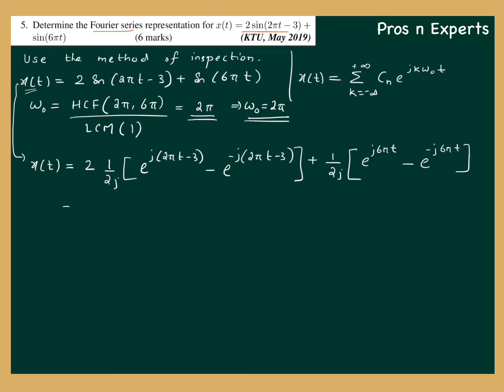Now let me expand this equation. 2 and 2 get cancelled, so this is 1 by j into, you can split e raised to j into 2 pi t minus 3 as e raised to j 2 pi t into e raised to minus j3, minus 1 by j into, again I can split e raised to minus j into 2 pi t minus 3 into e raised to minus j 2 pi t into e raised to plus j3. That's the expansion of the first bracket. Plus, now I can expand the second bracket.